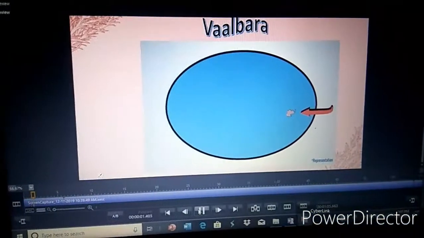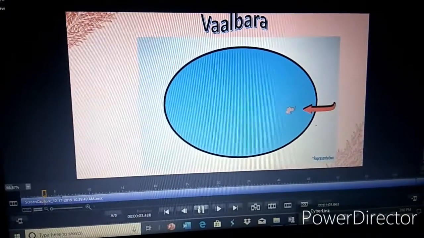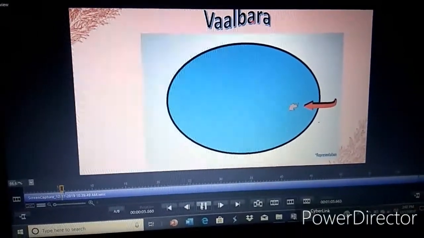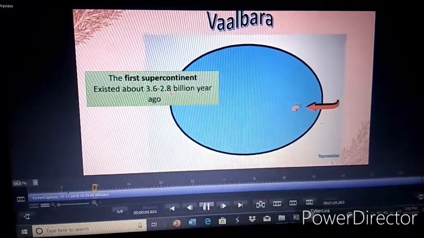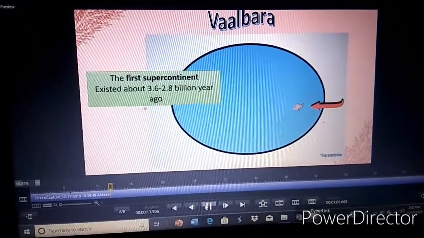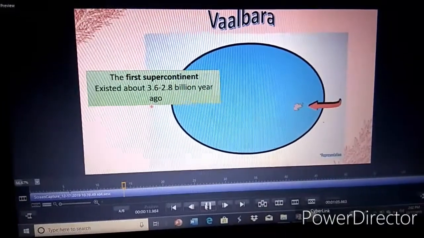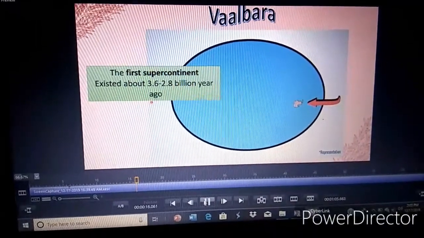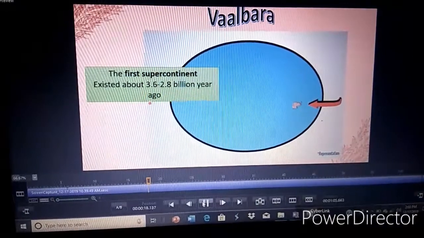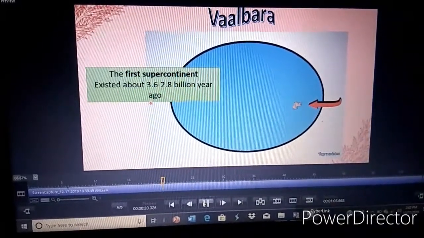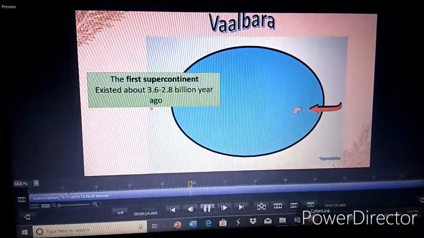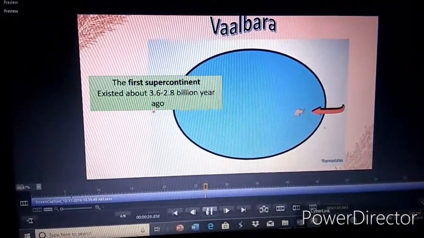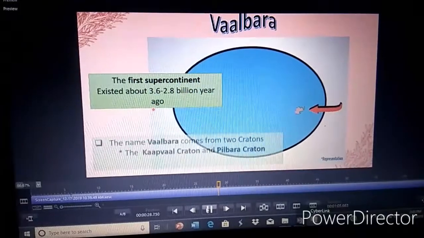So the first supercontinent is Vaalbara. Vaalbara existed about 3.6 to 2.8 billion years ago. It is the first and most ancient supercontinent, because it existed from the end of the Eoarchean era, 3.6 billion years ago, to the beginning of the Neoarchean era, 2.8 billion years ago.